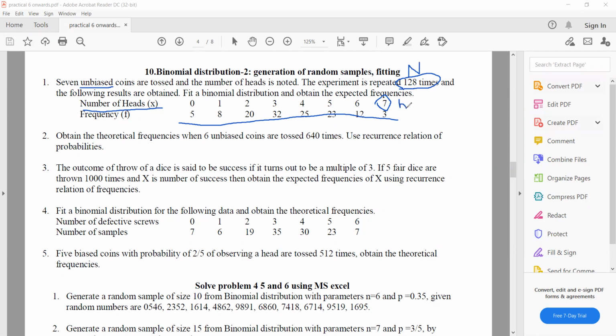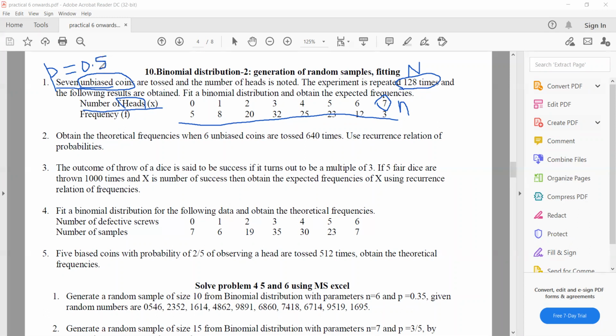This is small n. So what is p then? Probability of observing a head or probability of observing a tail. Here our x is concerned mainly with heads, so p should be the probability of observing heads. And we started the experiment by tossing unbiased coins. Unbiased coins means the chance of getting a head is the same as the chance of getting a tail. So your probability of getting a head, which is the probability of success, is equal to 0.5. So you got the values of small n, p, as well as capital N.